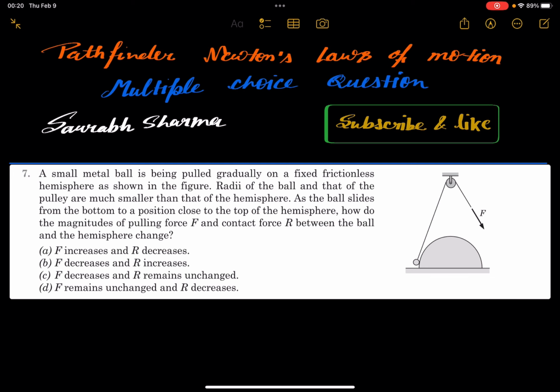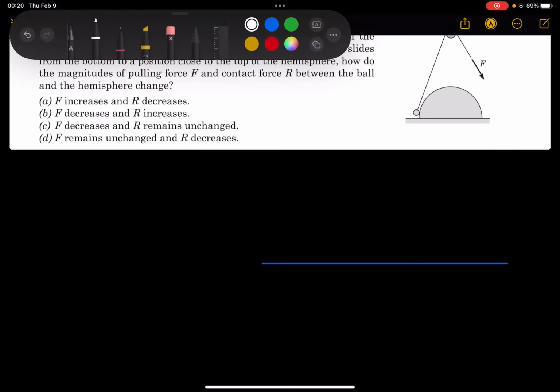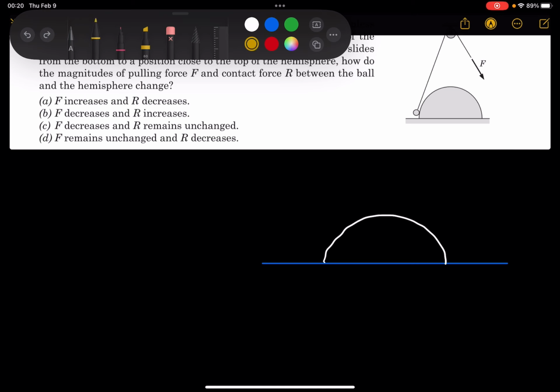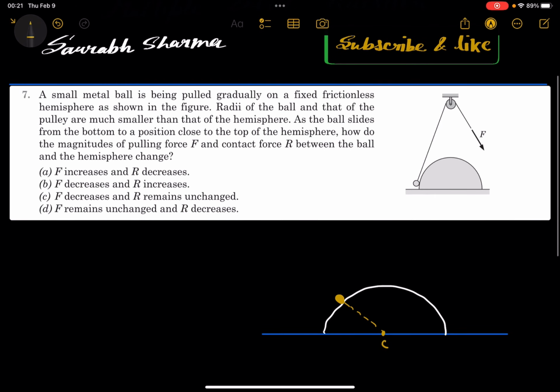So let's see what the question is. I want to draw carefully. So this is a sphere, one sphere placed on the ground. It is the fixed sphere, like this. Okay, and one ball is placed, suppose this is the center, and from the center one ball is placed here, and from this ball a pulley is placed here, and we apply a force F on this pulley in this direction.